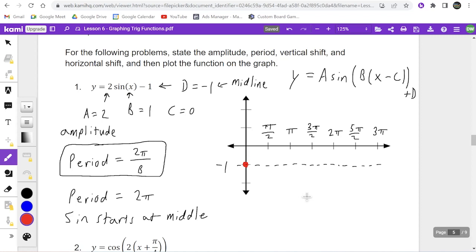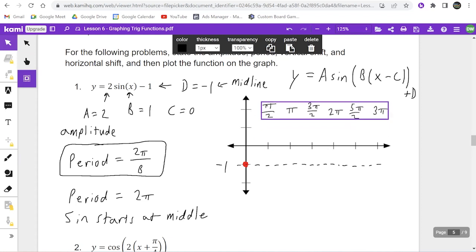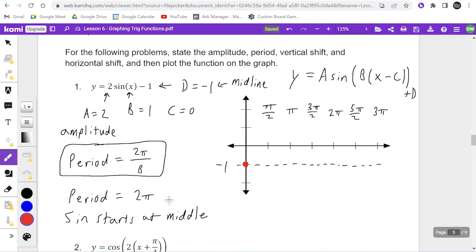Okay, good. So sine starts in the middle. We then have an amplitude of 2. That means, and remember, sine goes up. So my next point is going to go up 2. 1, 2, and then to the right one. Let me, again, move these values. They're going to get in the way. That's better. So anyways, going up 2, 1, 2. There's my next point right there. And then sine's going to go back down to the midline.